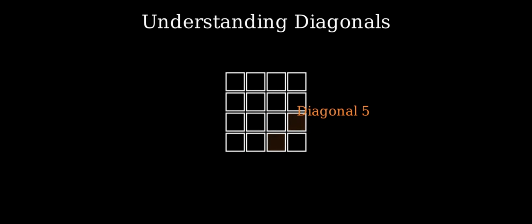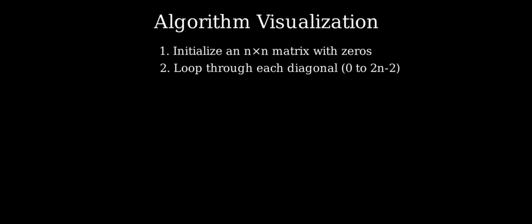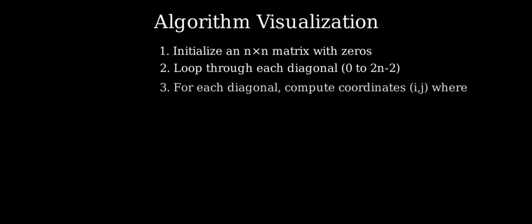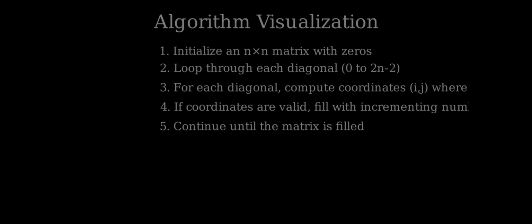For each diagonal, we use a simple trick. We figure out which coordinates fall on that diagonal using a basic equation, and that helps us place every number exactly where it belongs. To build the solution, first, we initialize an n by n matrix with zeros. Then, we loop through each diagonal from 0 to 2n minus 2. For every diagonal, we compute coordinates based on the pattern. If the position is valid, we place the next number. And we keep going until the matrix is completely filled.